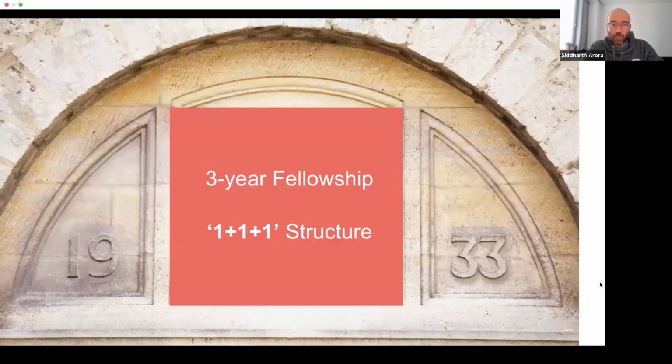So I'll now briefly touch upon what the fellowship structure is like. It's a unique 1+1+1 structure. So if you get the fellowship, it's a 3-year program. And now I'll talk about how those 3 years are going to be split. Next slide, Ben. Thanks.